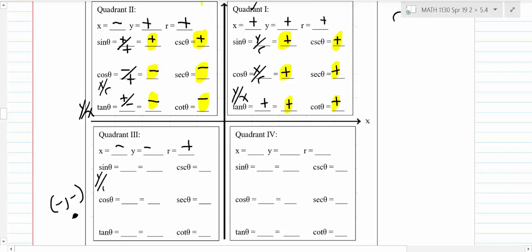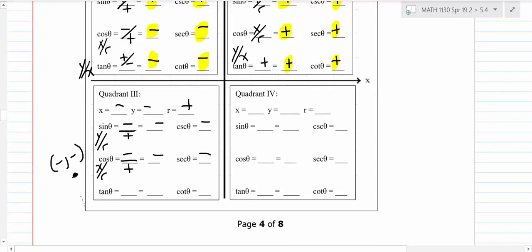The sine is y over r. So that would be negative over positive, which would be negative. So you're going to find the cosecant and the sine are negative in quadrant 3. Cosine is x over r. X is negative. R is always positive, so that's negative. So you're going to find secant and cosine are negative in quadrant 3.